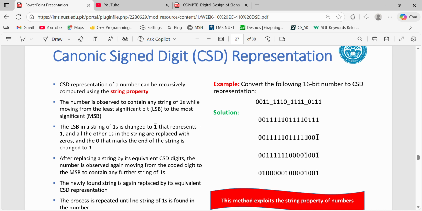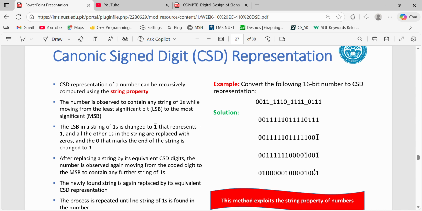In the next step, we'll again look for the pattern of consecutive ones. So here we have consecutive ones. At the start of the string, we'll put a minus one, then consecutive ones get zeros. At the end of the string of consecutive ones, we'll put a plus one. After that, we will repeat the exact same digits as above.